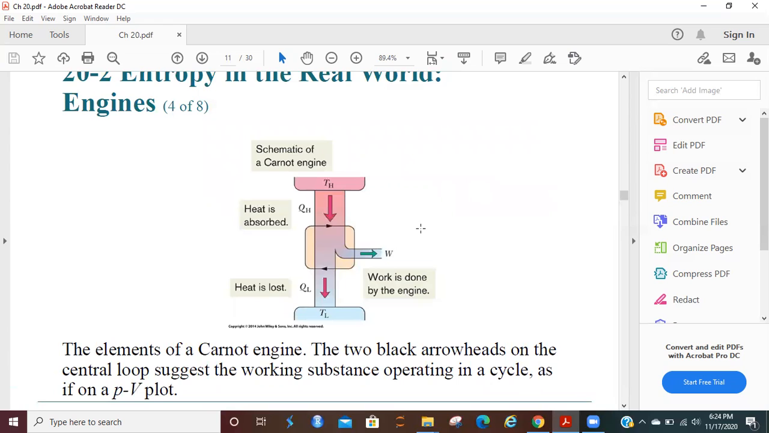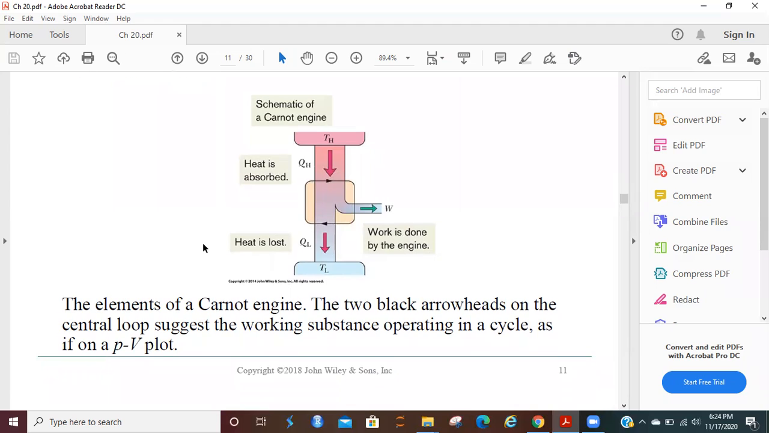So if you take a look at the schematic, you've got the temperature of the heat that is being added. And then you've got the heat that's being absorbed, and then you've got the work, and then you've got the heat going out. So the elements of the Carnot engine are displayed here. The two black arrowheads on the central loop suggest the working substance operating in a cycle as if it's on a PV plot, just like what we just saw.